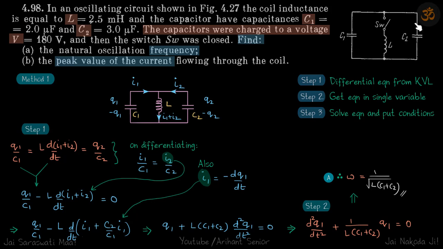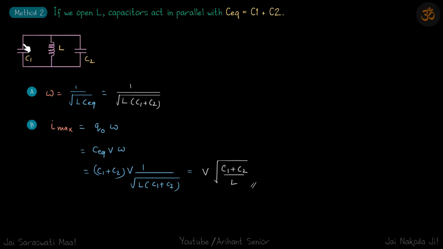But of course we can solve it with a shortcut. We can see that both these capacitors are in parallel and they are charged with the same voltage, so we can just replace them with an equivalent capacitor. Since they are in parallel, equivalent capacitance will be C1 + C2, and we know in an LC circuit ω is 1/√(LC), so here it will be 1/√(L C_equivalent). C equivalent will be C1 + C2.